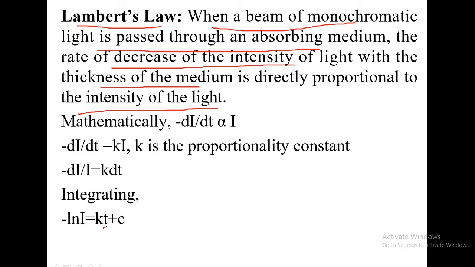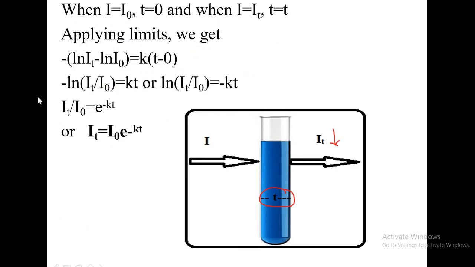So minus ln I is equal to kt plus c. When you are integrating, that is with respect to the upper and lower limits. If you are taking I is equal to I naught, that I naught is the intensity of the incident light, that is before passing through the solution. Before passing through the solution means thickness is equal to 0, and I is I naught. I naught means the intensity of the light before passing through the absorbing medium.